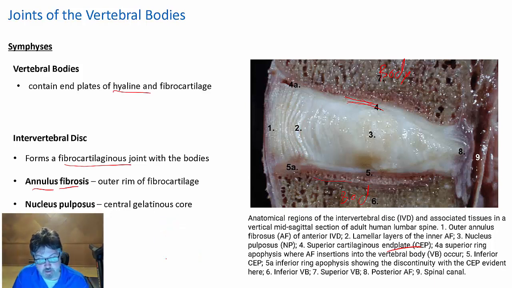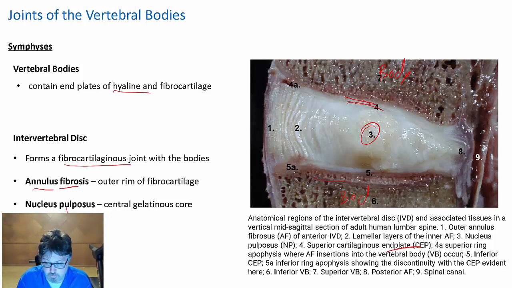One important thing to keep in mind is that in the center, we have the nucleus pulposus. This is a gelatinous core, and that gives us some cushion in our vertebral column. Kind of like if you've ever seen the Air Jordans that have the little air pocket cushion in the middle. Think of the nucleus pulposus like that. As the vertebral column compresses down, these can give a little bit of cushioning.